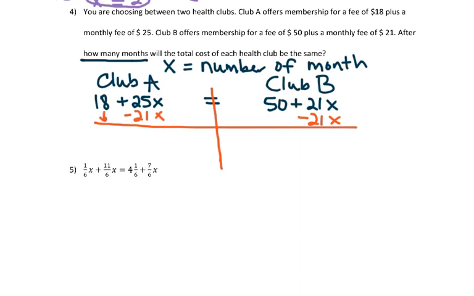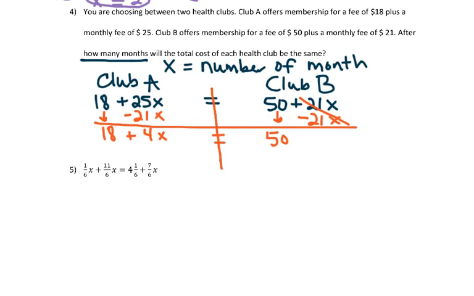And the 18 will drop down. 25x take away 21x is positive 4x left. The 50 drops down, and the 21x's cancel, so those go away.